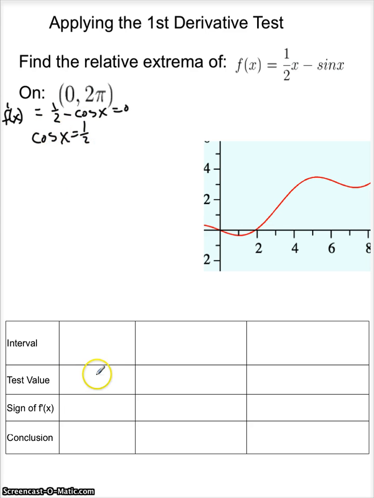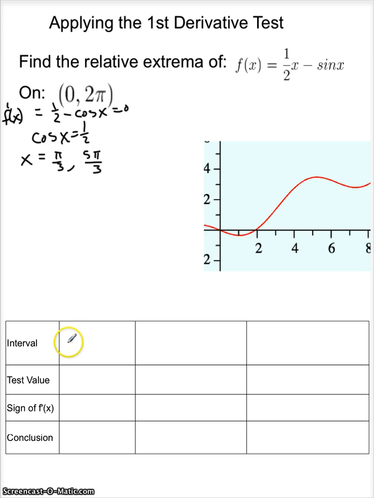Now, my test values are going to be where this occurs, and this occurs at x equals pi over 3, and it's going to be at x equals 5 pi over 3. Okay? Now, there are no points where it's not defined. So what we're going to need to do now is look at our 3 intervals.